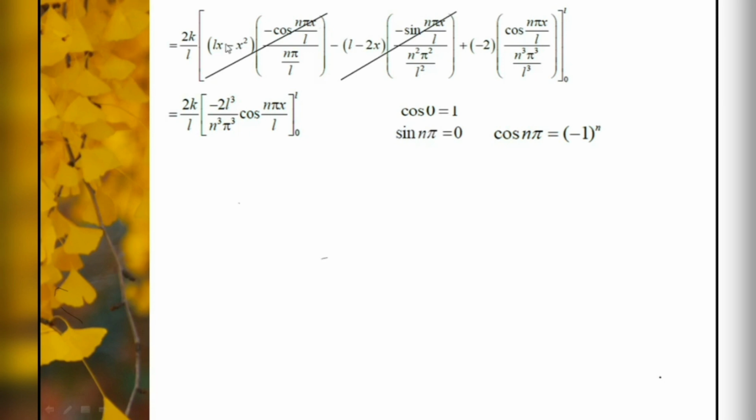Now we have to substitute L for the upper limit and 0 for the lower limit. See, now before going to that substitution, we have to know the values. Cos 0 value is 1 and sin n pi value is 0. Cos n pi value is minus 1 whole power n, as well as sin 0 value is 0. See now in this, if I substitute x is equal to L, here I will have L into L minus L squared. So L squared minus L squared is 0. And coming to this, L minus 2L into sin n pi L by L. So L and L will get cancelled. Sin n pi value is 0. So you'll get 0 here.